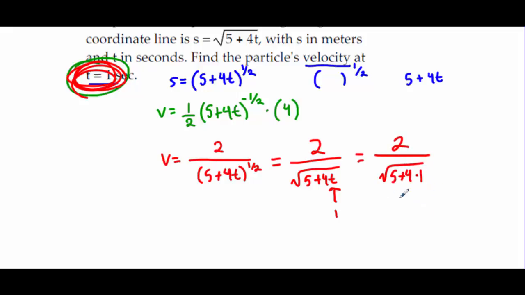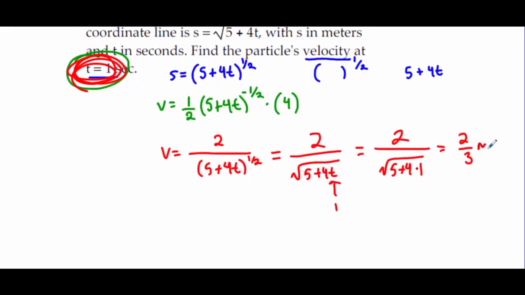5 plus 4 times 1 is 9. The square root of 9 is 3. So this is 2/3. And our velocity would be in meters per second, which I don't think I put on the solutions to this. That's not a super big deal if you didn't put that, but our answer is 2/3 meters per second. Technically, you can plug the 1 in here and type this into your calculator. Your calculator is probably going to say that's 0.6 repeating, which we all know is really 2/3, and that's a better answer because it's less rounding. So just a little FYI there about using your calculator.